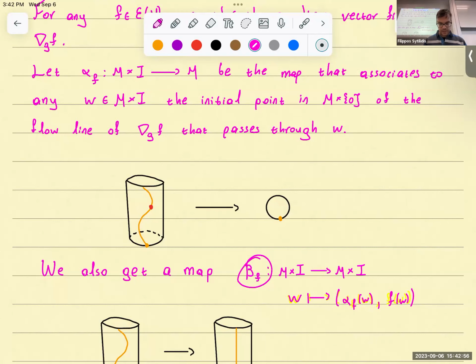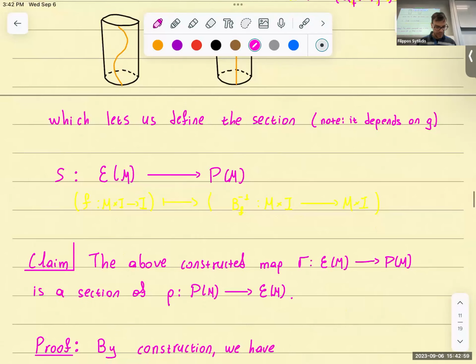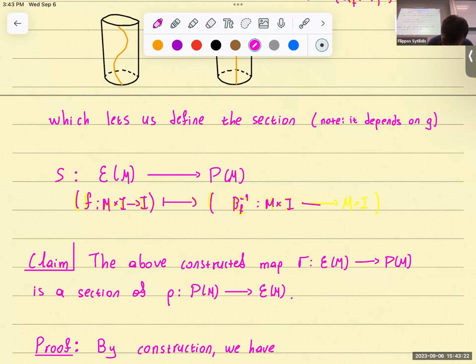Now, life's not that easy. So this is actually not exactly how S is defined. S, my section, takes as input this function with no critical points, but the output is not going to be exactly beta of F, it's going to be the inverse. I'll justify that in a second, but that's how S is defined.